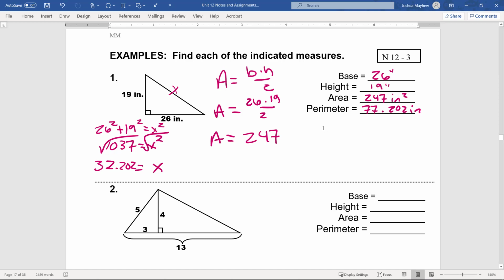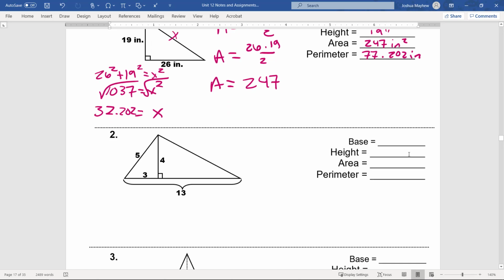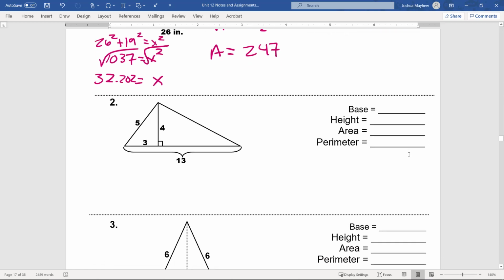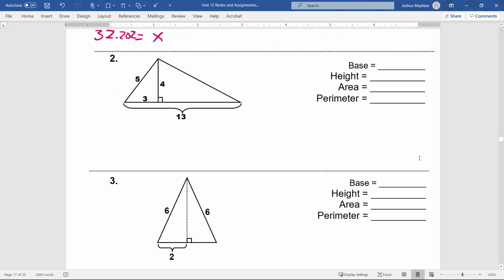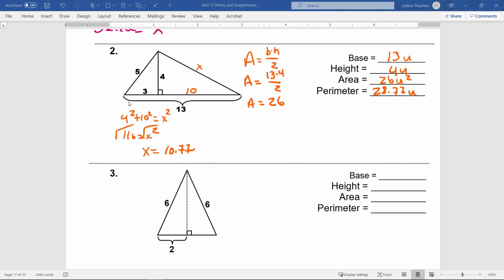Okay. All right, you guys go ahead and try number 2. So pause the video, do number 2, and then hit play to check your answers. Hit pause now. All right, here's what you should have got for number 2. Base is 13, height is 4 units. Base times height, 13 times 4 divided by 2 is 26 square units for the area.